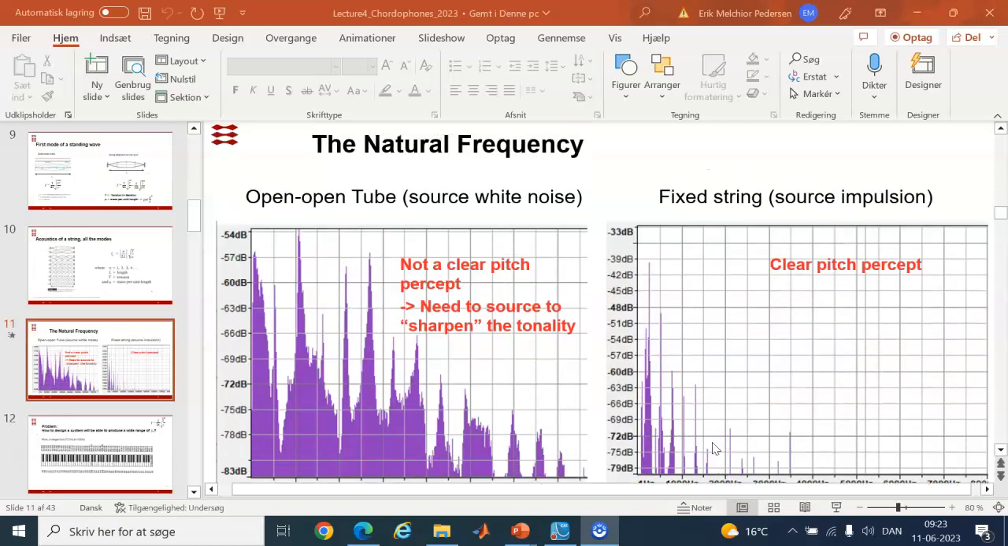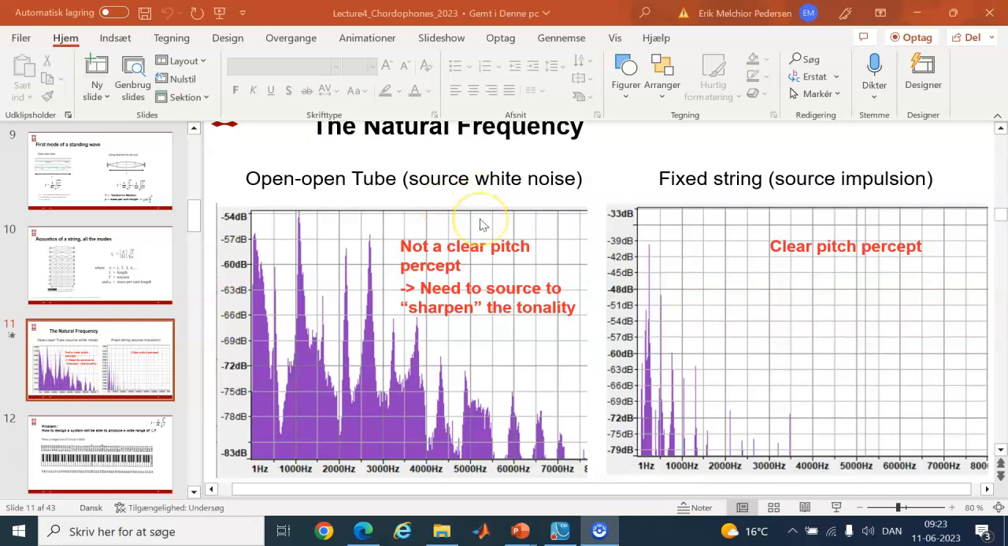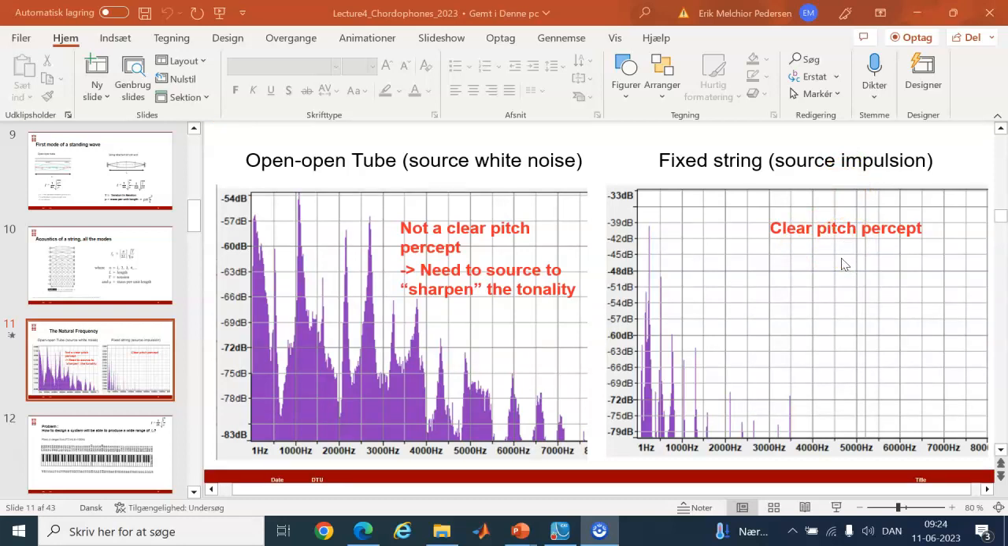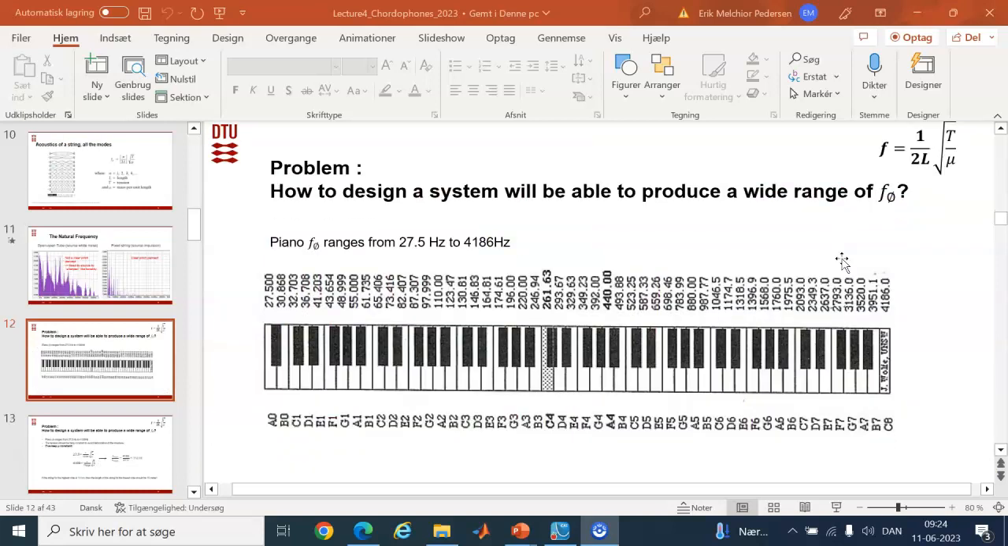And the natural frequencies: for an open tube, the source is white noise, not a clear pitch percept, so a source is needed to sharpen the tonality. For fixed strings, the source is an impulse, giving a clear pitch percept. And we continue afterwards.